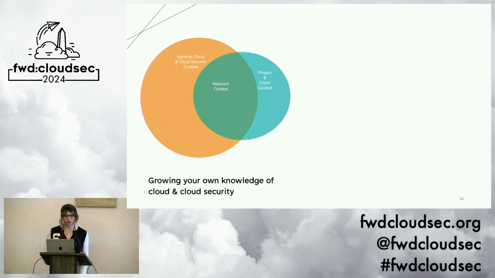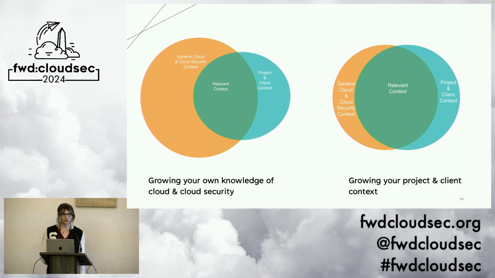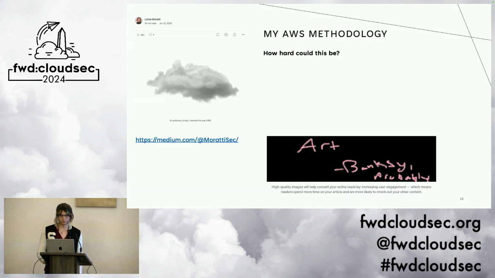So how do we actually go about getting more relevant context? Well, there's a couple of approaches that you can do. The first one is you might grow your own knowledge of cloud and cloud security. So you might do things like go out and read Nick Frichette's encyclopedia. You might go out and read all the security research. But in most cases, this is going to be months or years of work. So if we're talking about being a consultant, which I am, you usually have weeks or days rather than months to try to get this relevant context. So a much better approach in my mind is to instead understand more about your project and your client context. So that's how I approach relevant context in my own methodology.